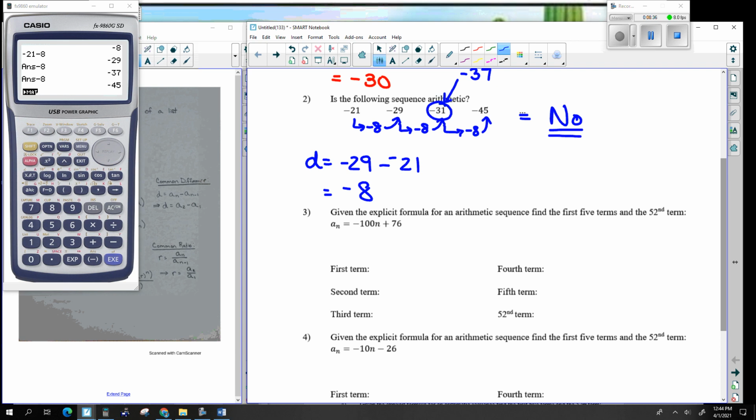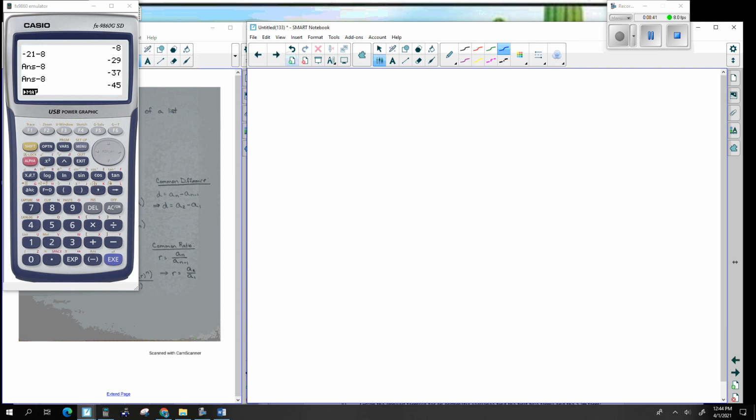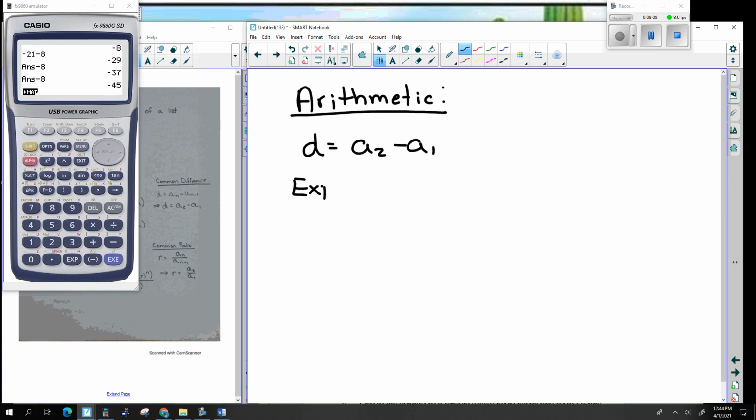Okay. Now, let's talk about the explicit formula. We talked about the common difference. Again, the quick and dirty version is A2 minus A1, or a more advanced element minus the one right before it. This next one is called the explicit formula.